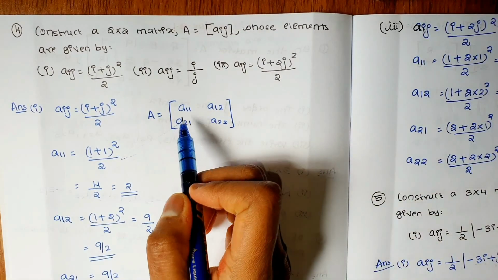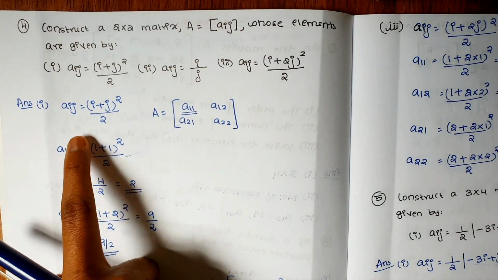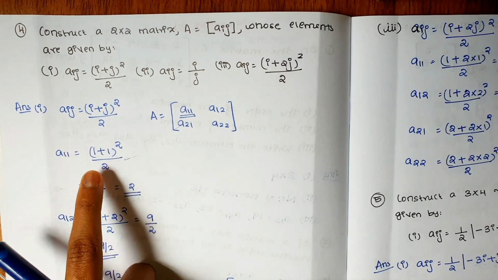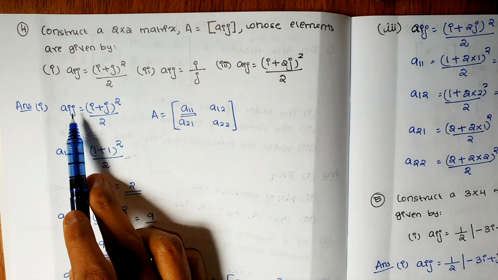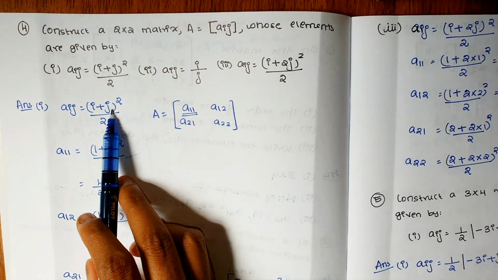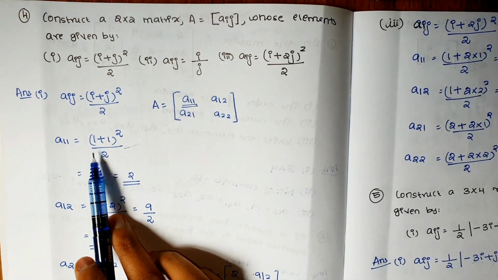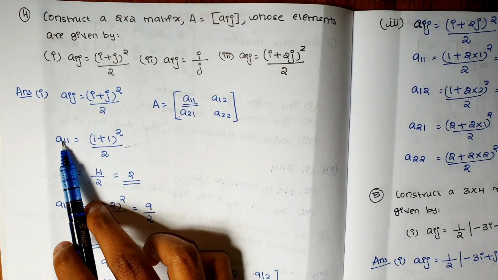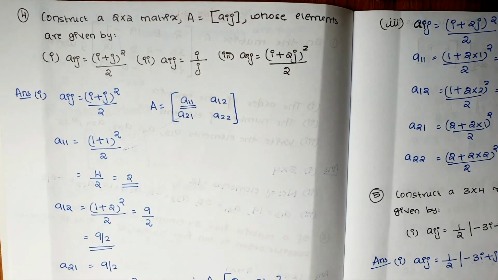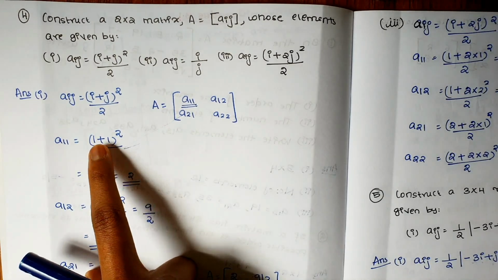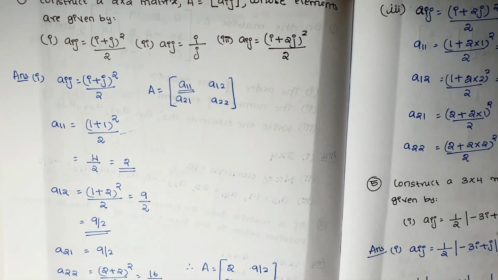So first we have to find A11. A11 means instead of i and j, I have to give 1 and 1. So instead of i and j, I am substituting with 1. Okay. So i is equal to 1 and j is equal to 1. That is 1 plus 1 the whole square all divided by 2. Okay. So 1 plus 1, 2 square is 4. 4 by 2 that is equal to 2. So we got the first element A11.